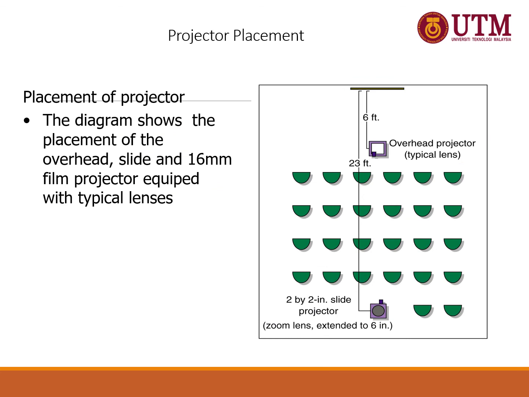And for the projection, for example, the LCD, where should we place the LCD? This diagram shows the placement of the overhead slide and 16 millimeter film projector equipped with typical lenses. This is actually an example of the projector placement, or what should we actually consider before we put the LCD in the most appropriate place.